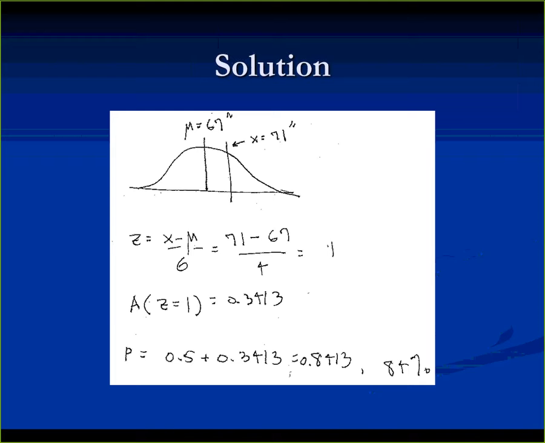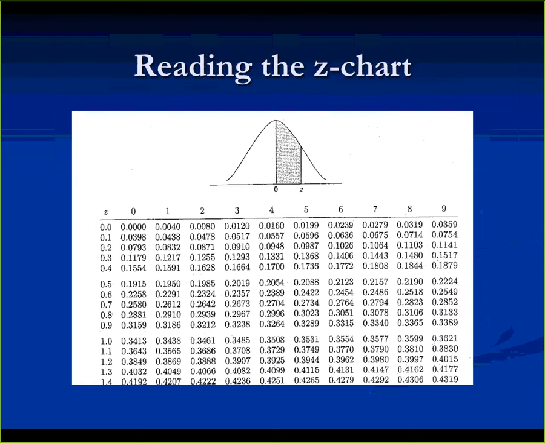And you're going to use your Z equation. Z is X minus mu over sigma. So your X value is 71 inches, mu is 67 inches, and your standard deviation is 4. If you solve that equation, you get a Z value of 1. You need to find the area under the Z distribution where Z is 1. So if we back up to our Z chart, and go down the first column all the way down to 1.0, we get 0.3413 is the area under our distribution where we are 1 standard deviation away from the mean.